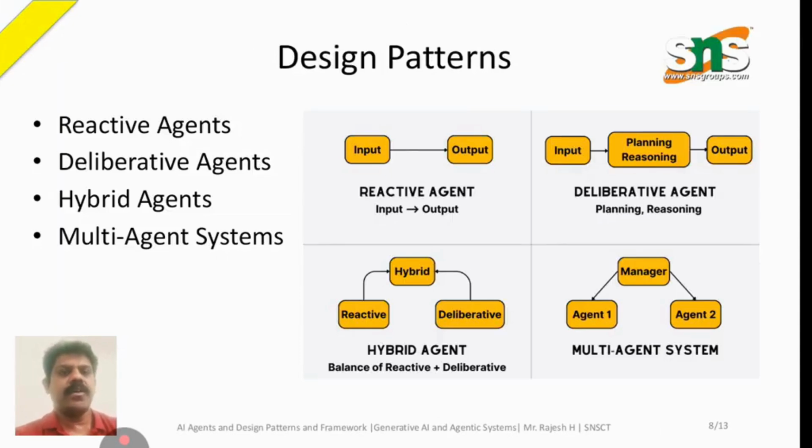So there are four common design patterns, as you know: reactive agents, where there is direct interaction between input and output; deliberative agents, where the input is analyzed with proper reasoning and planning, then provided to the output; then at the hybrid agent level, there is a reactive mode and a deliberative mode; and in the multi-agent system, there are multiple agents like agent 1, agent 2, etc.